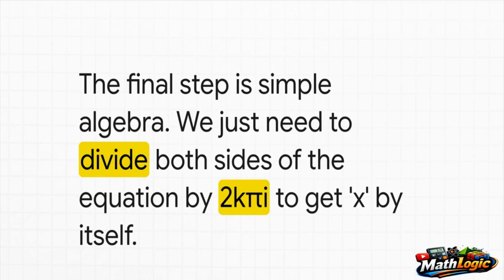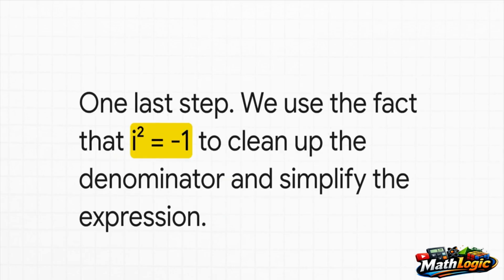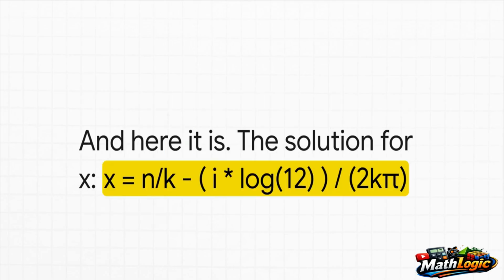All right, we're on the home stretch, the final step. To get x all by itself, we just have to divide both sides by all the stuff it's being multiplied by, that whole 2kπ term. Okay, almost there, but let's just tidy this up a bit. It's kind of considered bad manners in math to leave an i in the denominator, but it's an easy fix. We just use a little trick, where we can use the fact that i times i is -1 to get it out of there. And here we are, the solution.